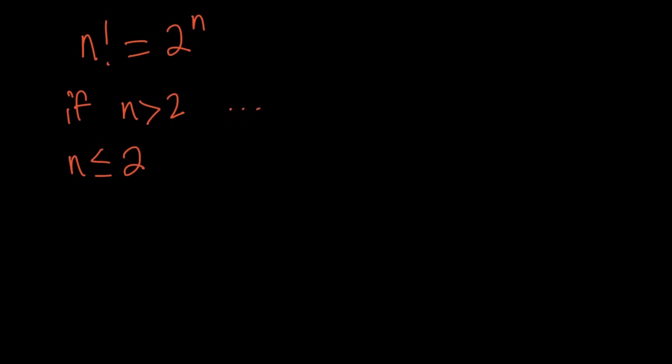So first of all, notice that we have n factorial equals 2 to the power n, and we're looking for integer solutions. Now, if n is greater than 2, as you know, then n factorial is going to contain at least one 3. And obviously, that is not going to be a power of 2, because in order to get a power of 2, they all have to be 2's being multiplied. So in other words, this is not going to work if n is greater than 2. So n must be less than or equal to 2.